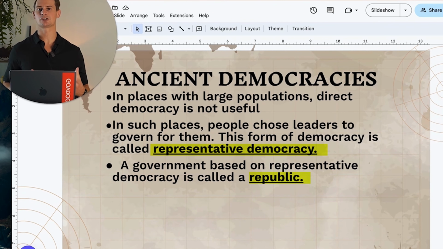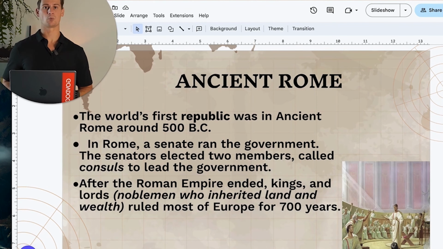So again, when populations are huge, it's actually not really realistic to have everybody come in and raise their hand and vote on specific issues that affect people. The better way is to elect an official and have that official vote on your behalf. We see this idea of the republic in ancient Rome. In Rome, senators actually are going to run the government, and these were elected officials.